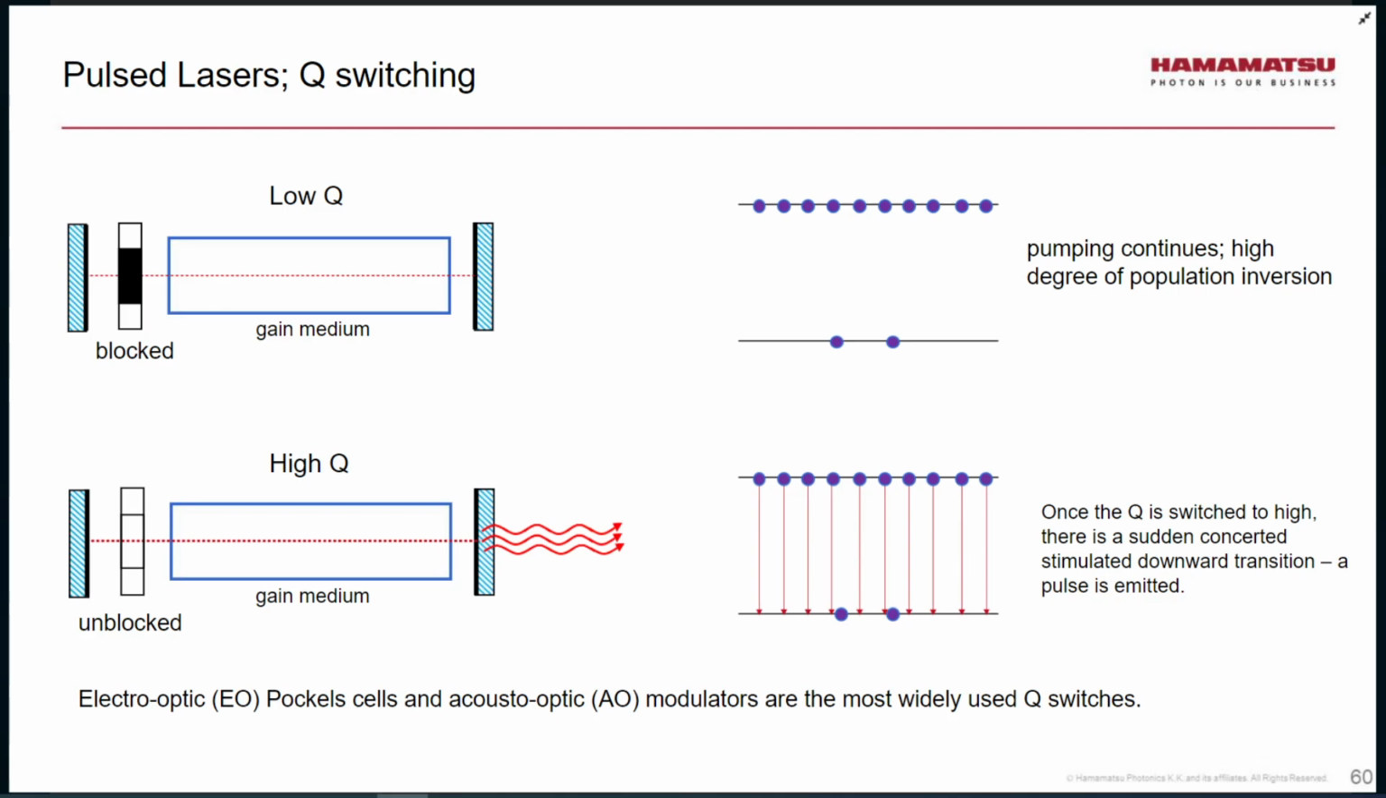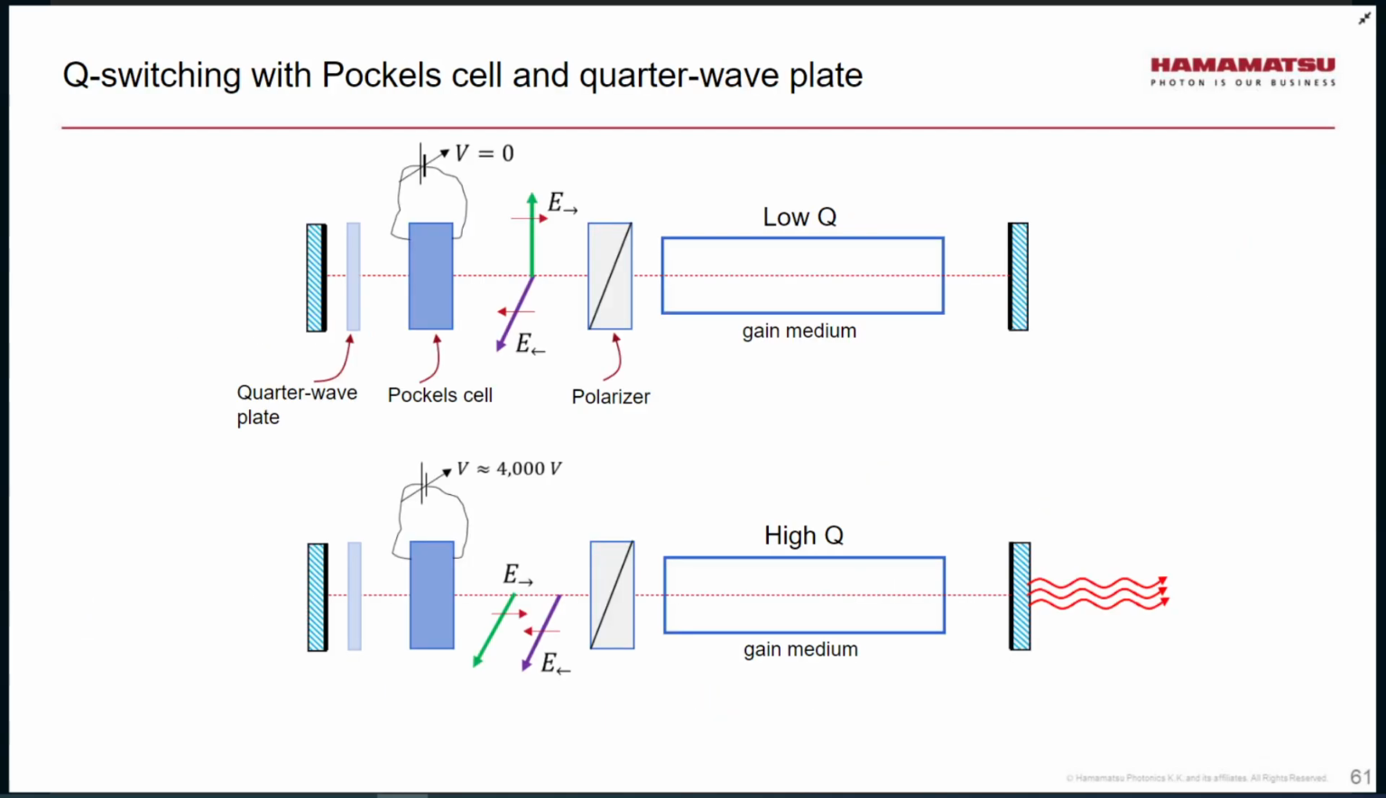Now, if I can change the Q, and I'll show you later how we can do that, so I go from low Q to high Q, the quality of the cavity becomes high, and that means that it becomes resonant. And so I can now have electromagnetic waves resonating in the cavity. Thus, I can have emission. And so switching between low Q and high Q allows you to produce pulsed emission. There are a number of ways of varying Q. One of them is to use polarization.